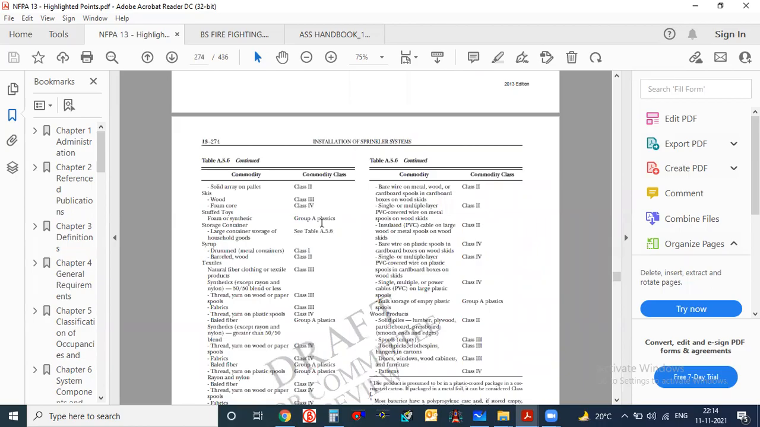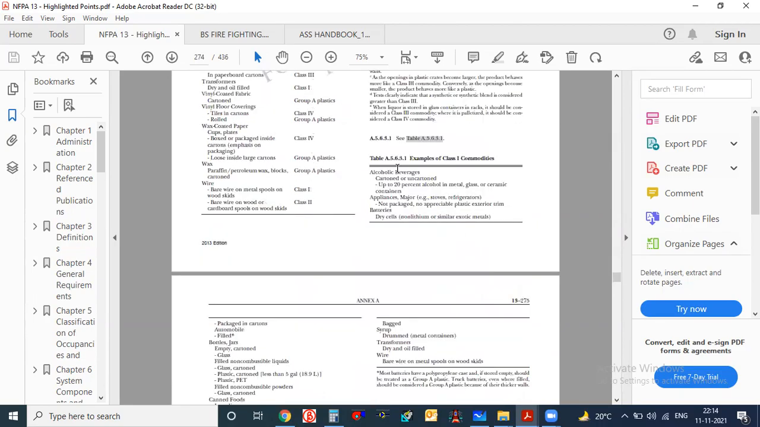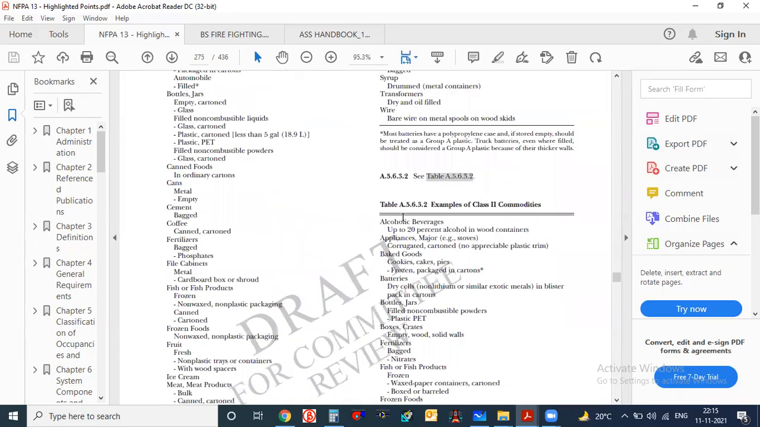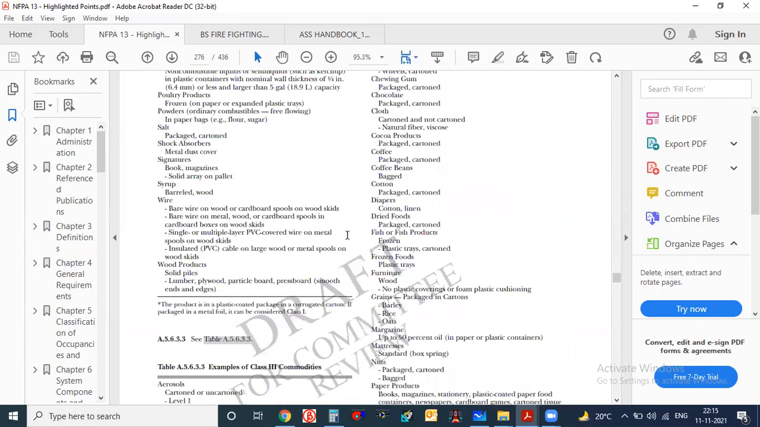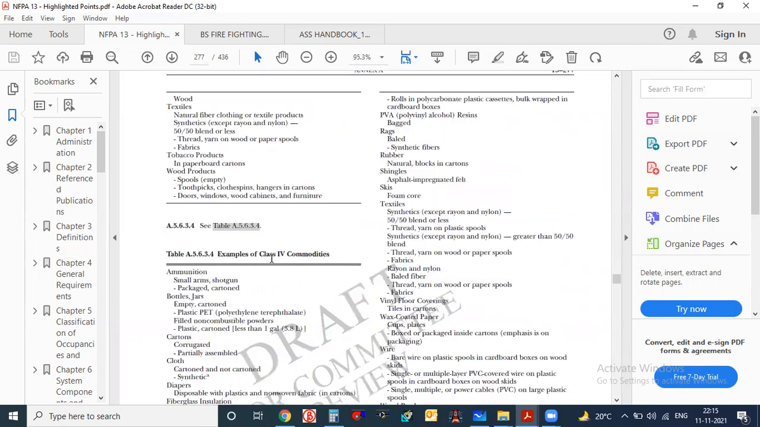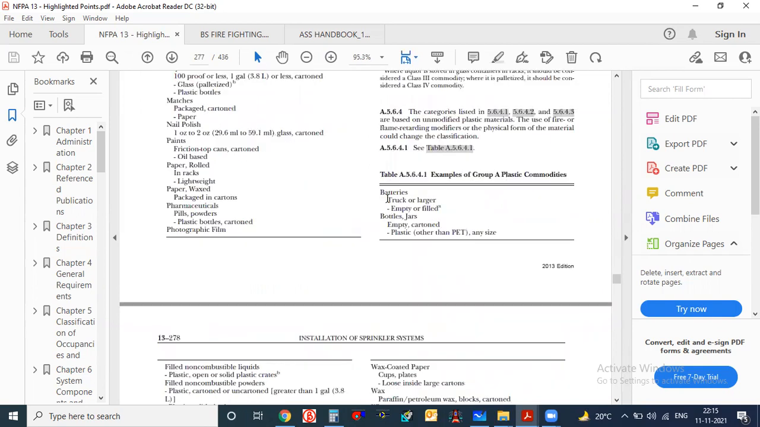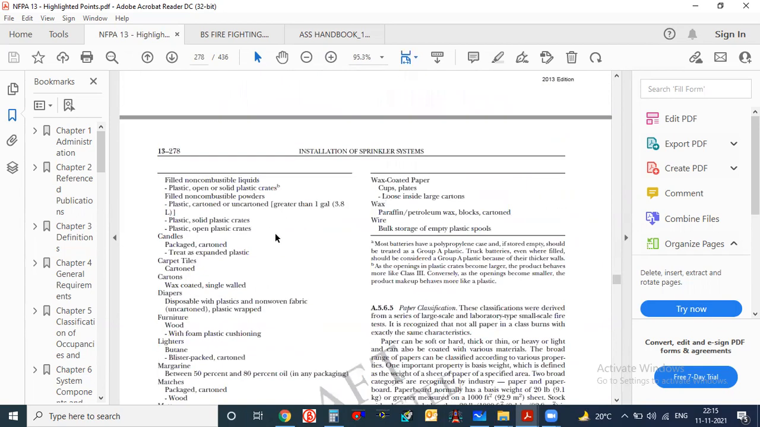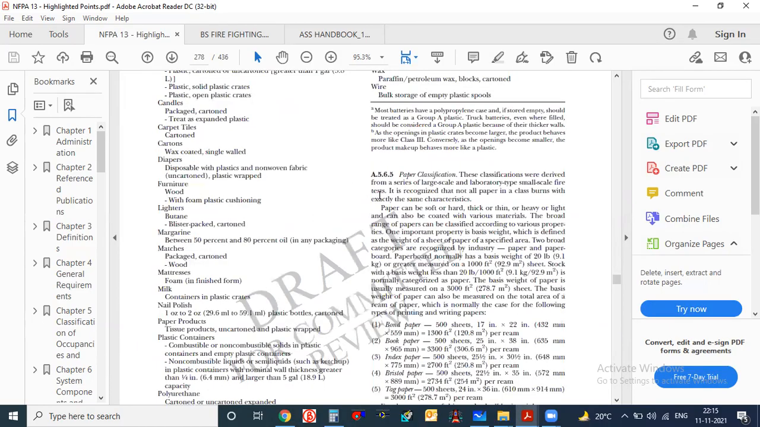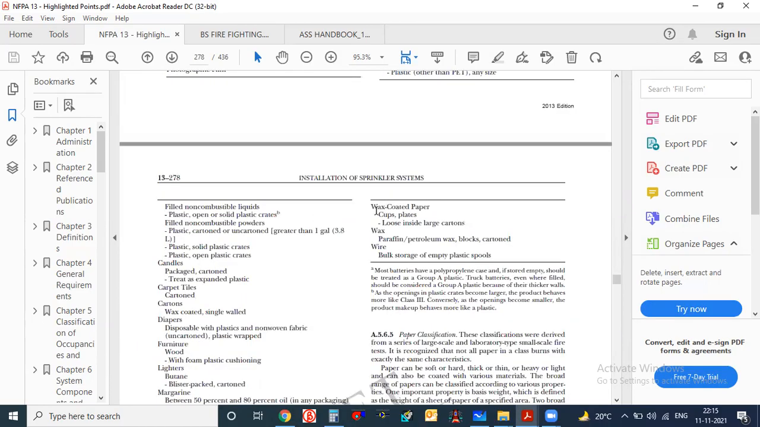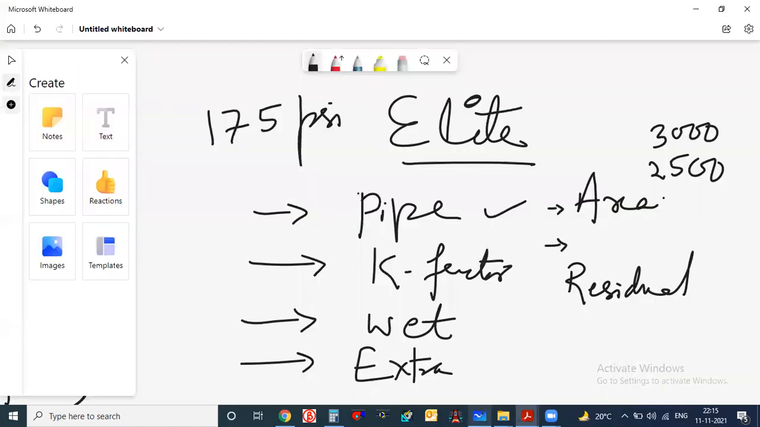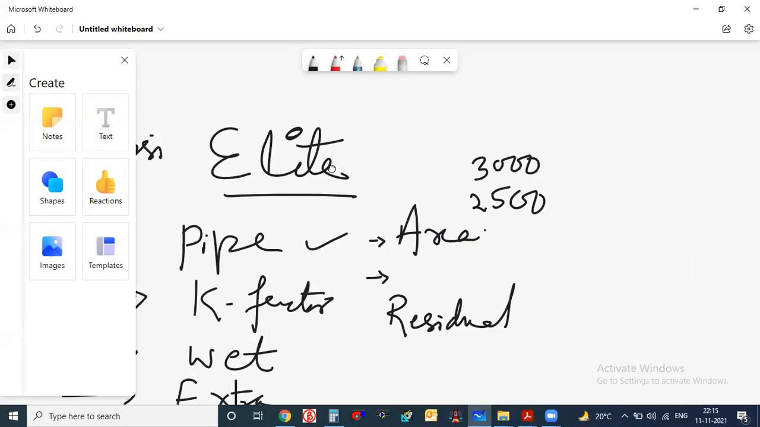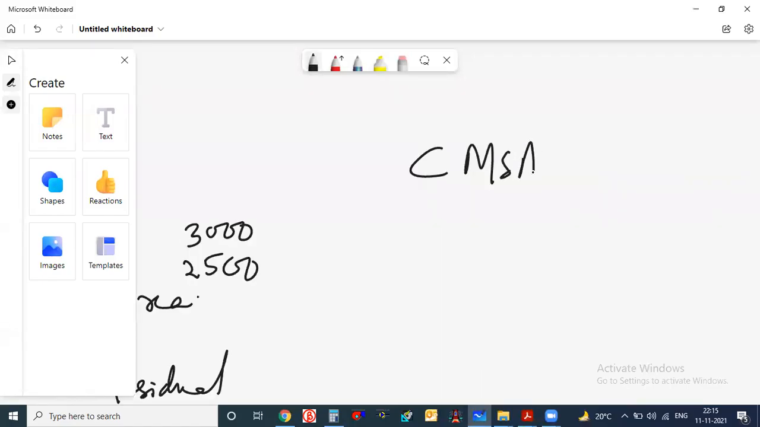So many things they have given. First, they have given general example. Then they have given the examples of each and every class, like class 1, class 2, and class 3 commodities, class 4 commodities, group A plastic commodities. So these are the things which are given here. So from here you can check this. Otherwise, you have to just remember only these two sprinklers, CMSA and ESFR sprinkler.